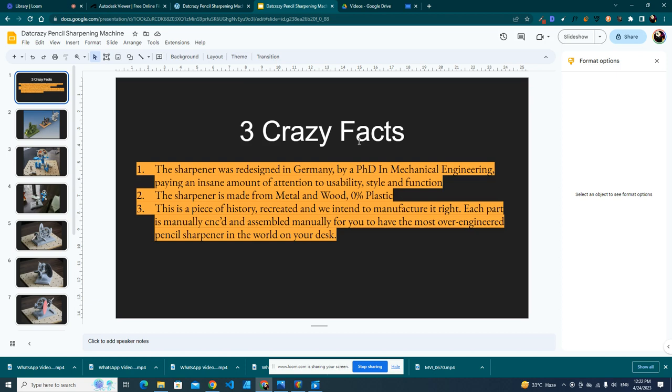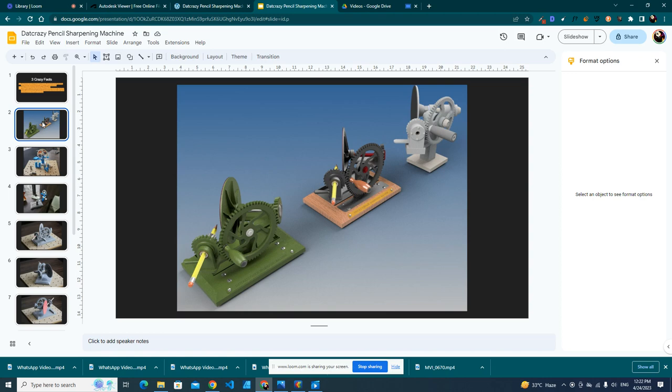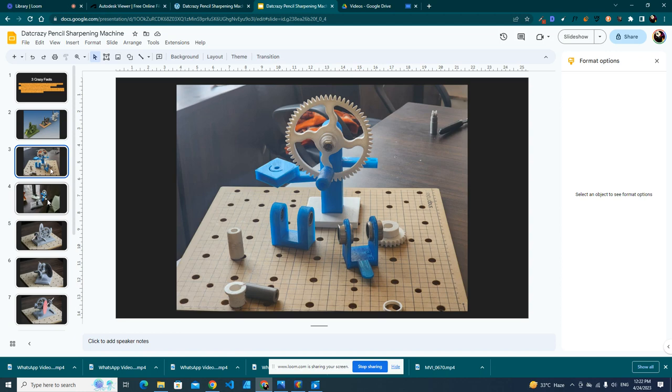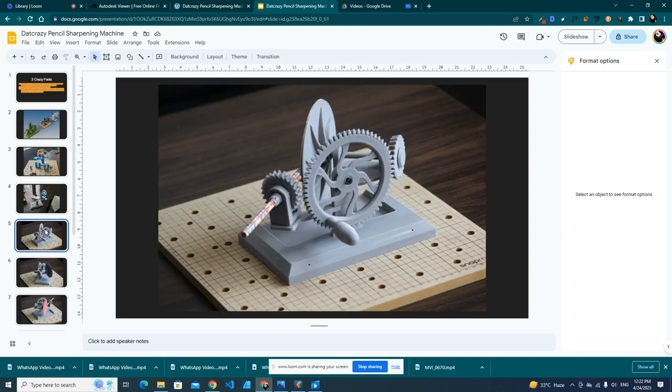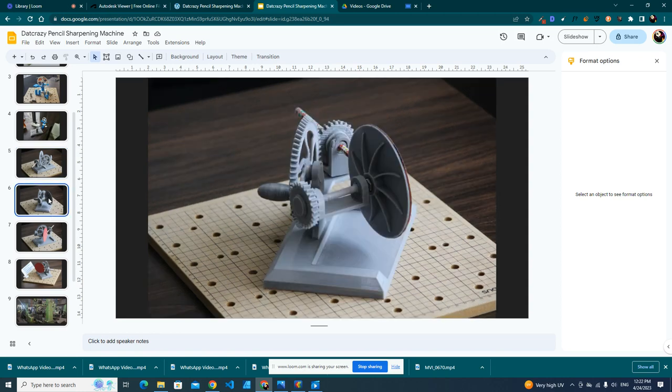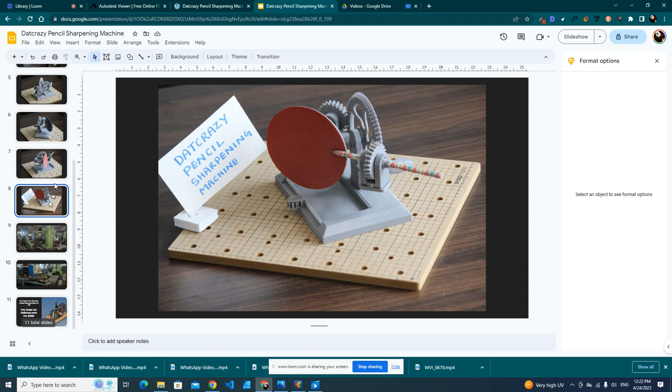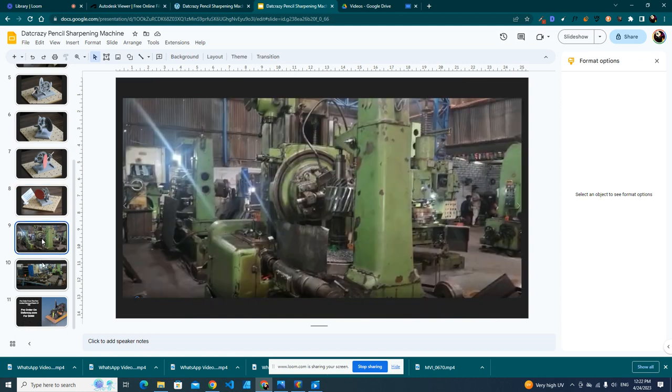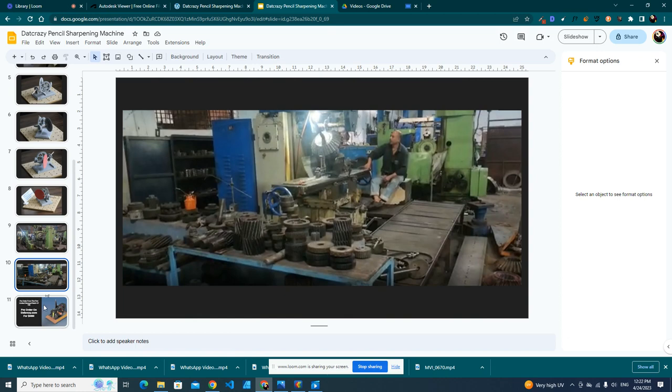Each part is manually CNC'd and then assembled for you to have the most over-engineered pencil sharpening experience on your desk. And so we've spent a ridiculous amount of time for anyone to build a pencil sharpener. We have iterated through a few designs, and we have our final design, and we have a plastic prototype. It's not functional because the parts don't have that capacity to move because it's all plastic. But we are happy with the design, and we are also in talks with manufacturers to get all those custom parts built and shipped to you.